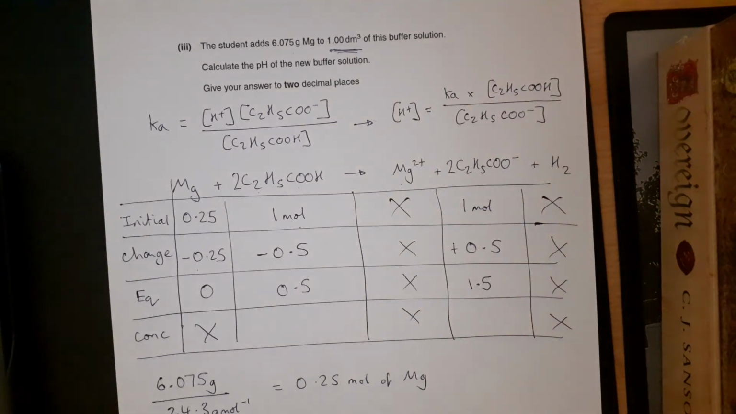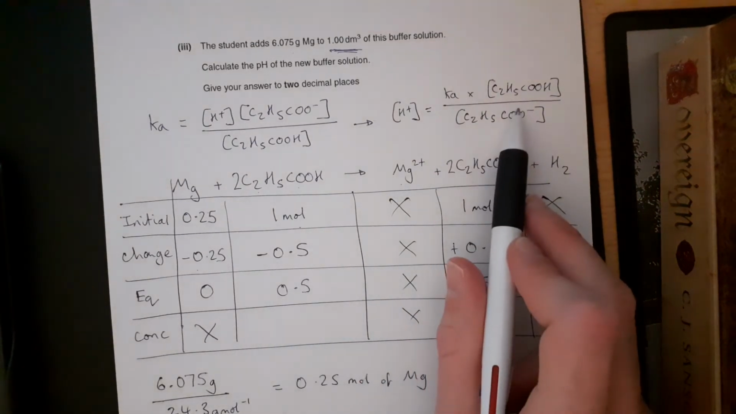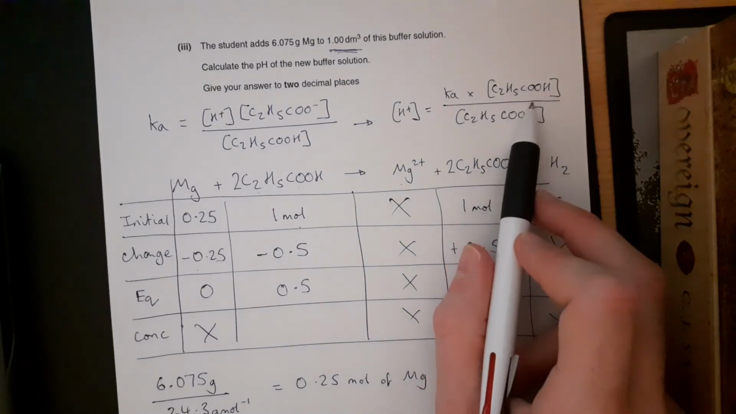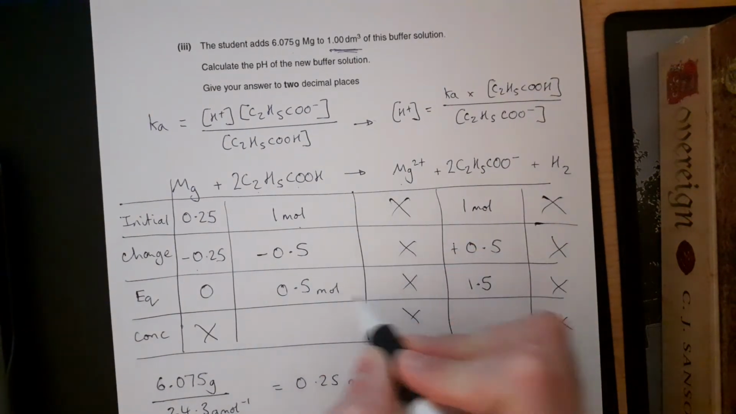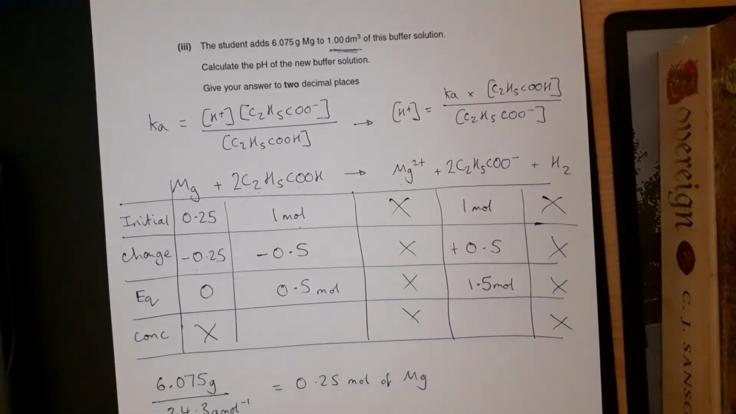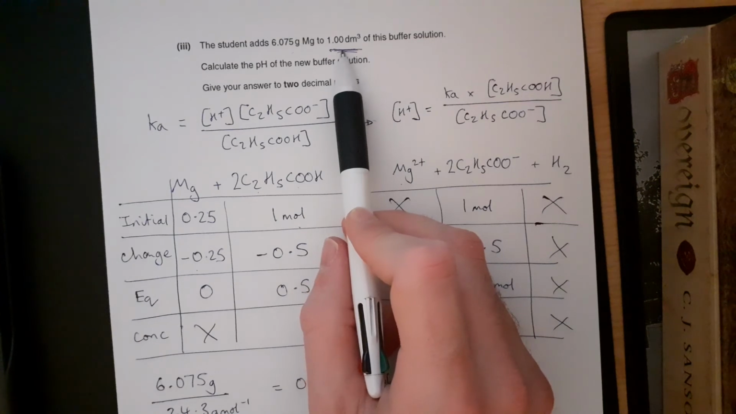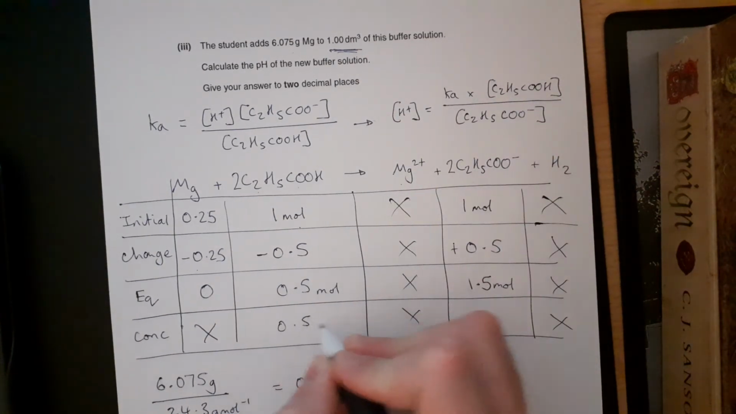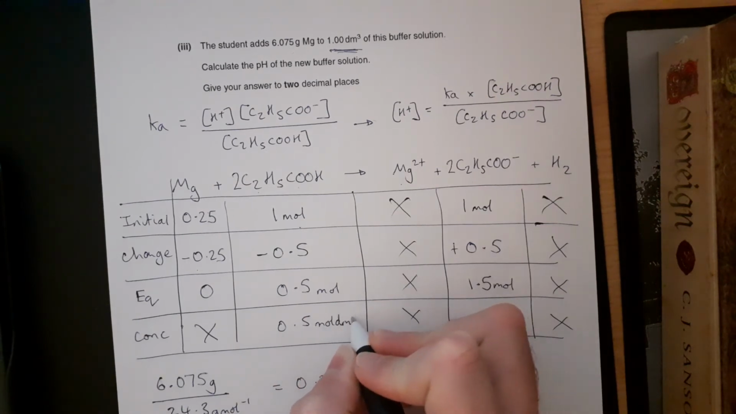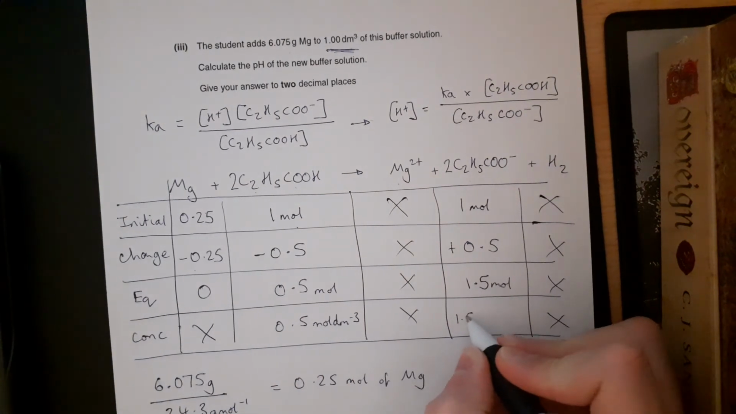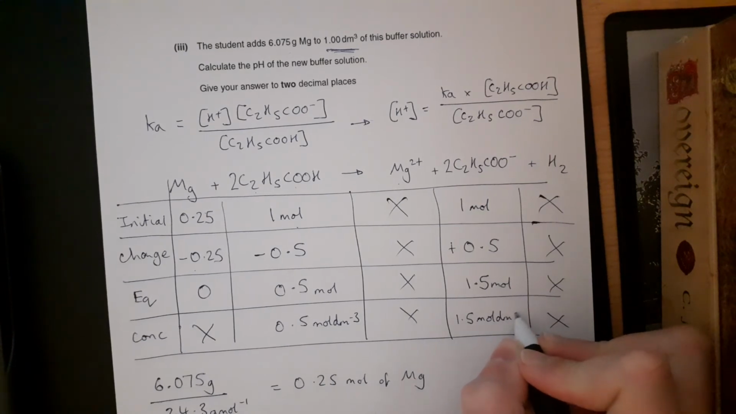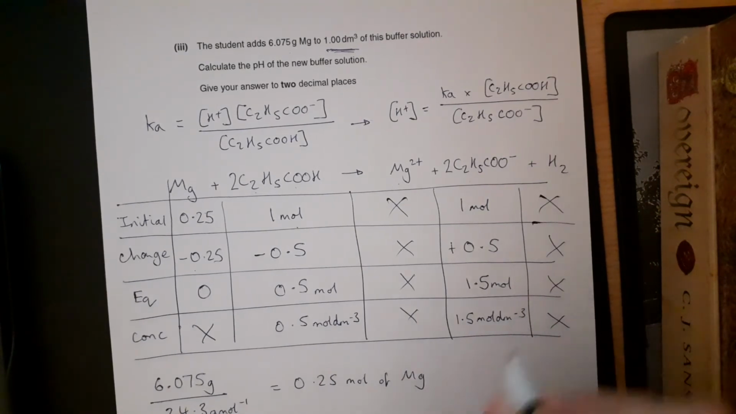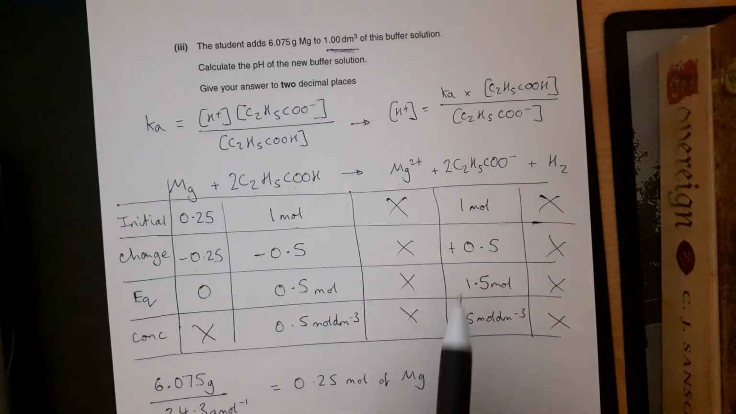Okay. But I can't just put these numbers in here because these need to be concentrations, and these are moles. Okay, so we need to do moles divided by the volume. Okay, but in this case, the volume is just 1 decimeter cubed. So actually, we could just put those numbers in. It is going to be 0.5 because we've just divided by 1 decimeter cubed. Okay. So now these are the new concentrations that we can put into our Ka expression.